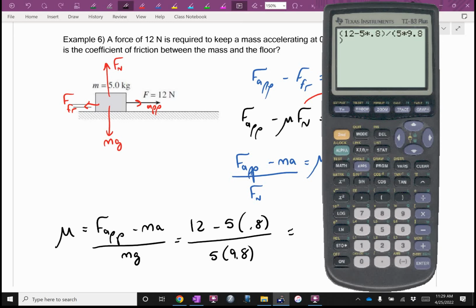Coefficients of friction are usually decimals between 0 and 1. 0.163? Is that right, or am I wrong? Yeah? Okay. So if you didn't get that, double check your typing or show me later.